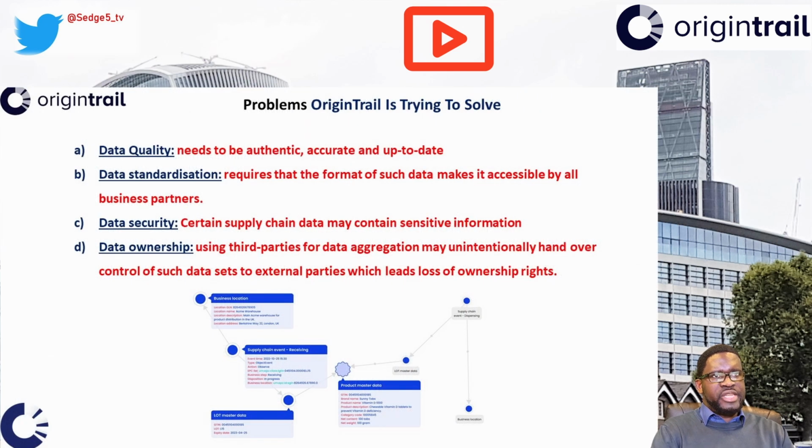There is the problem with data quality. For data to be deemed quality data, it needs to be authentic, accurate, and up to date. And data also needs to be standardized. So data standardization is one of the problems that Origin Trail is trying to resolve. The way data is presented among entities with a vested interest requires that the format of such data makes it accessible by all business partners. This is where GS1 standards, specifically the GS1 Global Data Model, or GDM, and GS1 Attribute Definitions for Business, or ADB, play a crucial role.